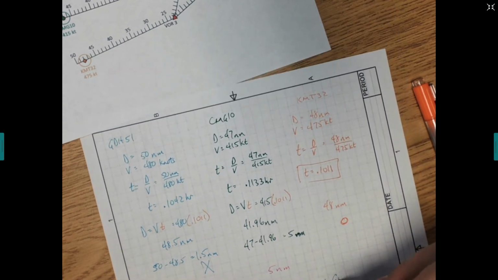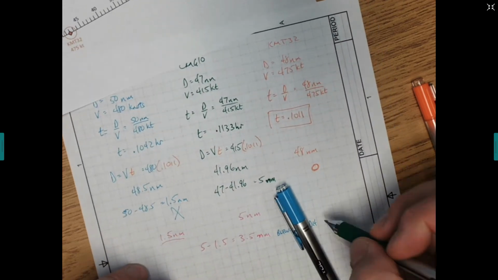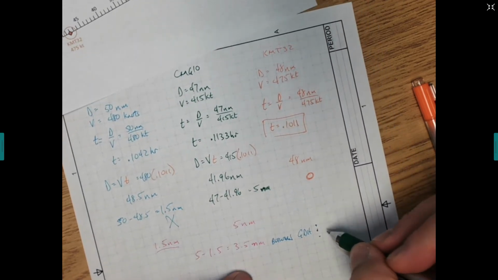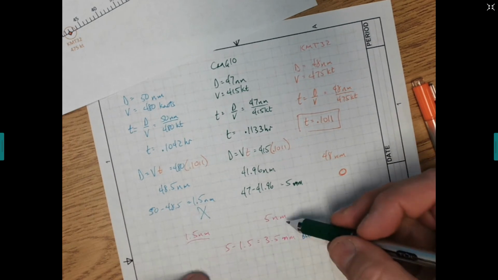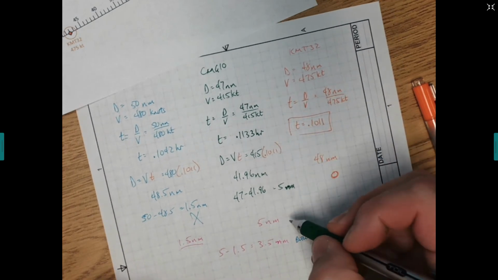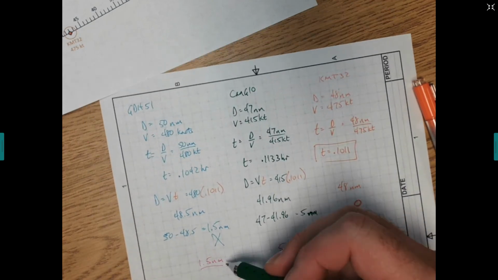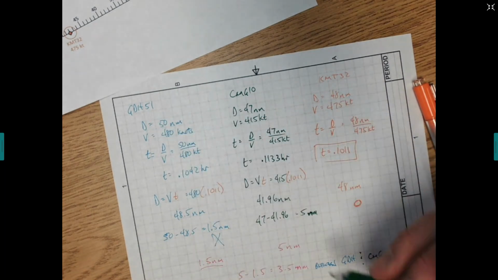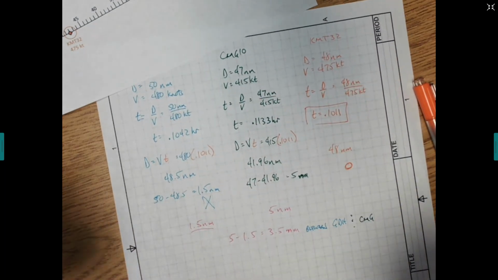Okay, so that's between the GDH and the CMG. This one here is between the KMT and the CMG, and this one here is between the GDH and the KMT. So we just have to adjust something now.